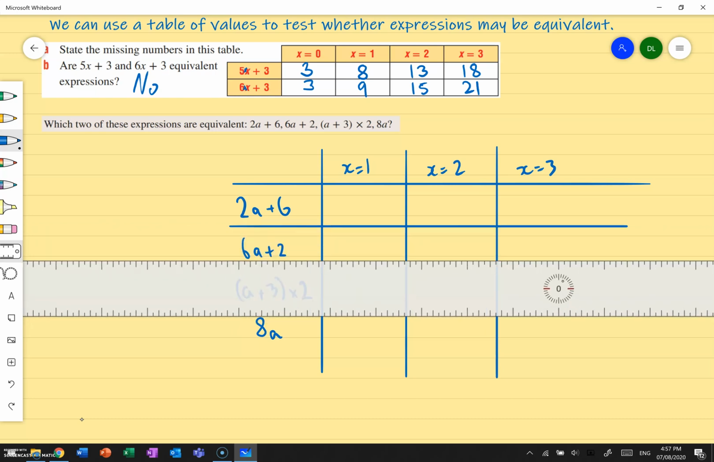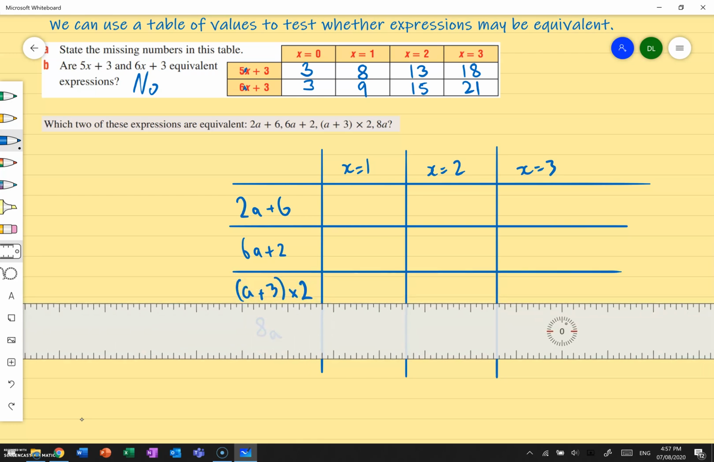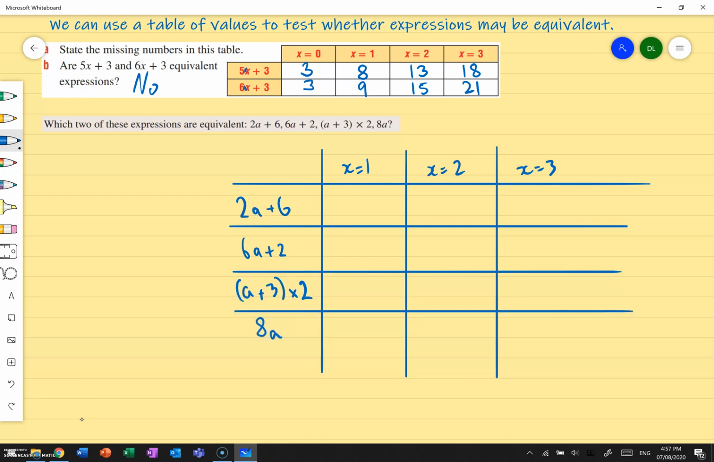Okay, so hopefully this is making sense to you. What I'm going to do is substitute those values in to see if they make sense. So let's start with a equals 1 on the first column. So I've got 2a plus 6. Sorry, not x, my apologies, that should say a, because we're working with a, not x. Okay, now let's go ahead and do that.